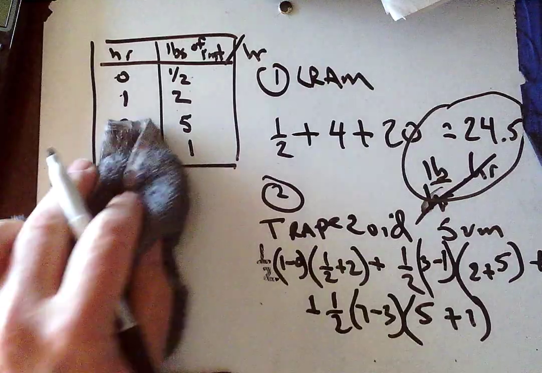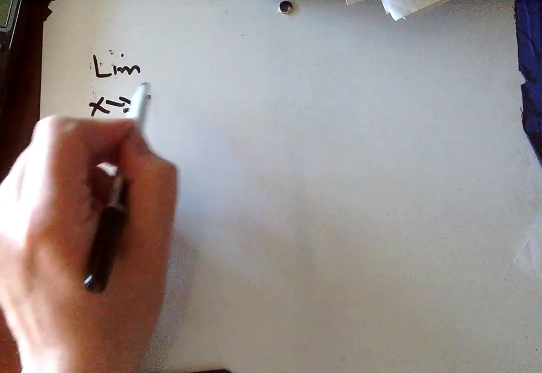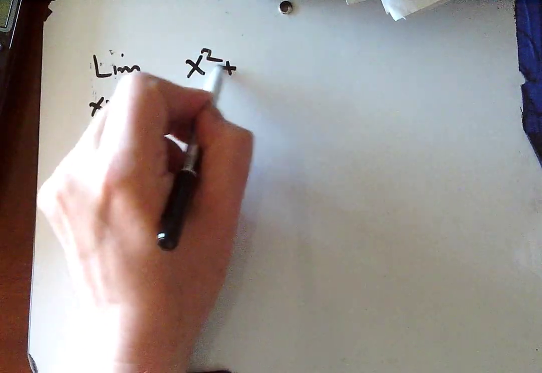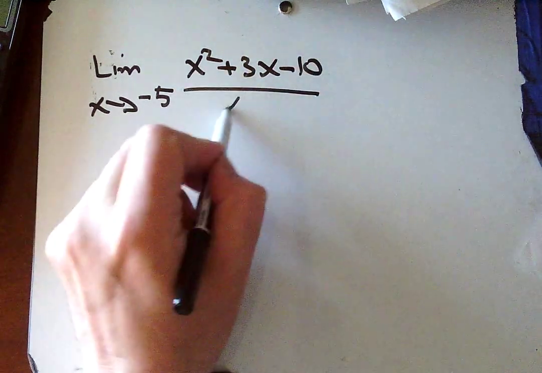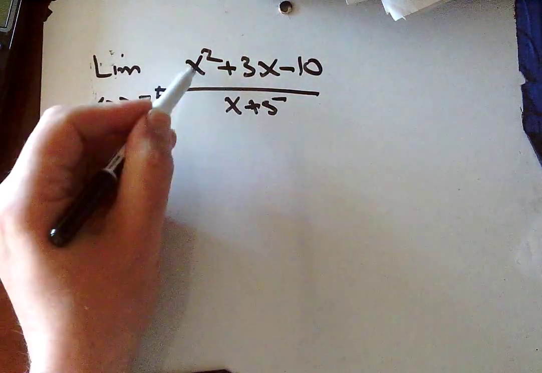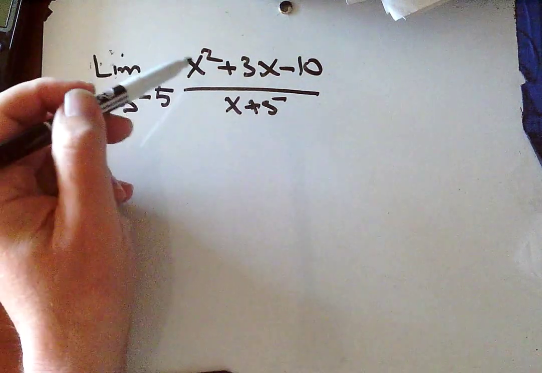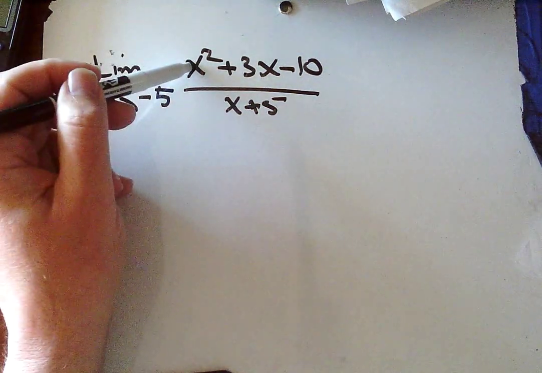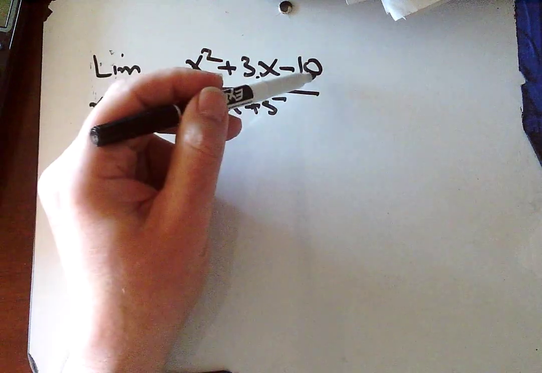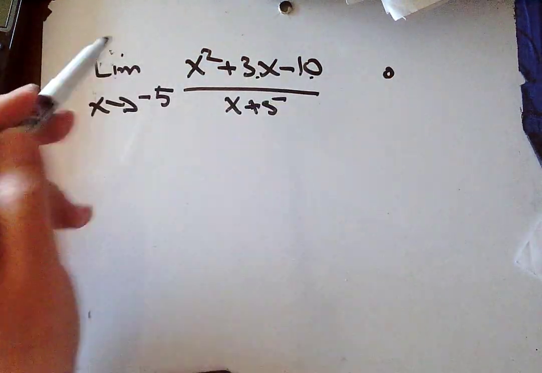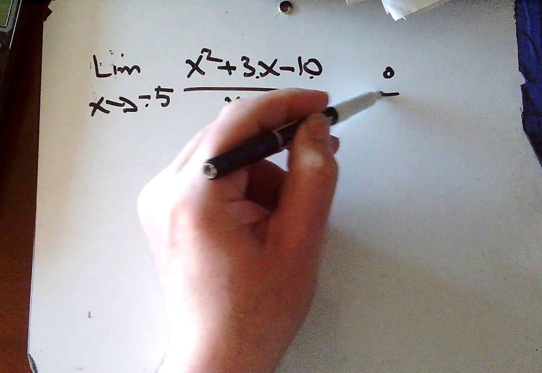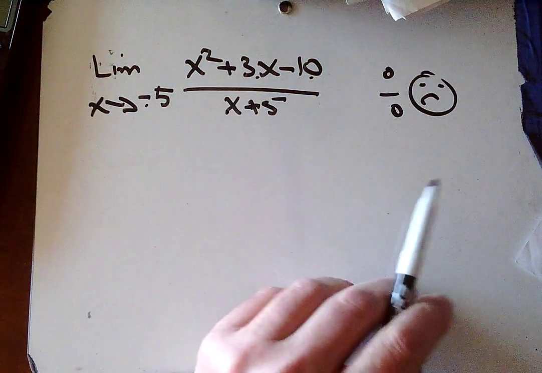Well, let's go and deal with, if you got the exam off okay, I wanted to take a quick look at some exam problems. So, for example, the limit as x heads to -5, x squared plus 3x minus 10 over x plus 5. Well, if I plug -5 in here, I'm going to have 25 minus 15 minus 10. I have a 0 on top. If I plug a -5 in here, I have a 0 on the bottom. So I've got an indeterminate form.